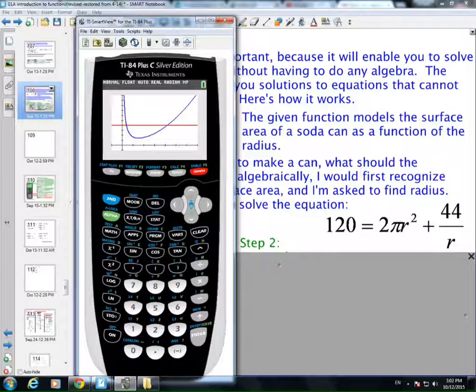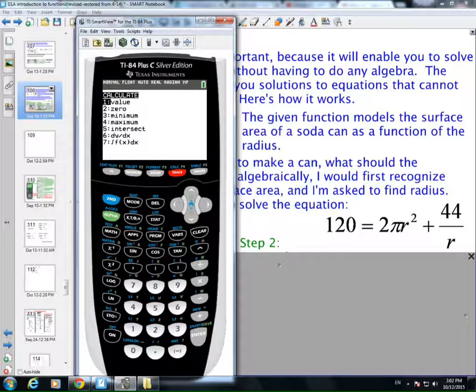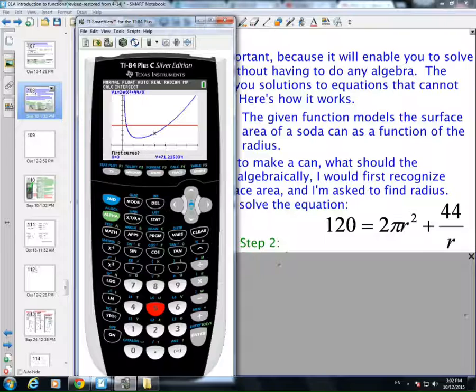So to get these intersections, all I have to do is go to second, calculate, and choose option 5 for intersect. So here's option 5. Then I need to tell the calculator which curves I want to intersect. So the calculator is flashing right now on the blue. That's one of the curves I want to intersect. So I just hit enter. And then I can see the cursor jumped up immediately to the red. That's the second curve I want to see the intersection for. So I hit enter again.